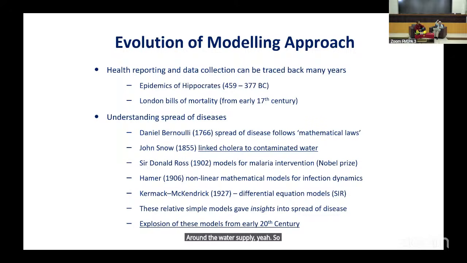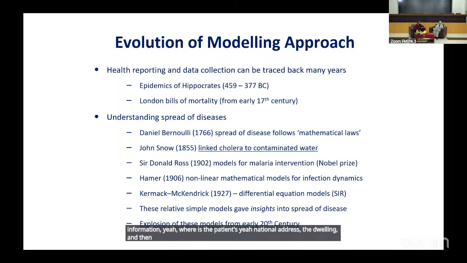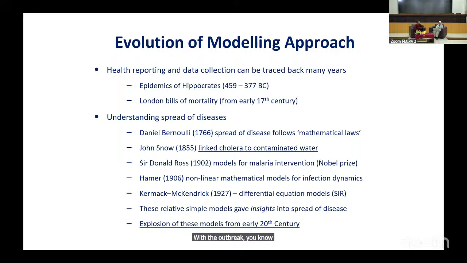So for data scientists like you, you can use this. If the data have geographical information, like where the patient is, not necessarily the address, the dwelling, you can analyze this depending on the type of disease. Just using a simple graph, like linking what facility you have with the outbreak. And then Sir Ronald Ross, with a model for malaria interventions, found that malaria is transmitted by mosquitoes.